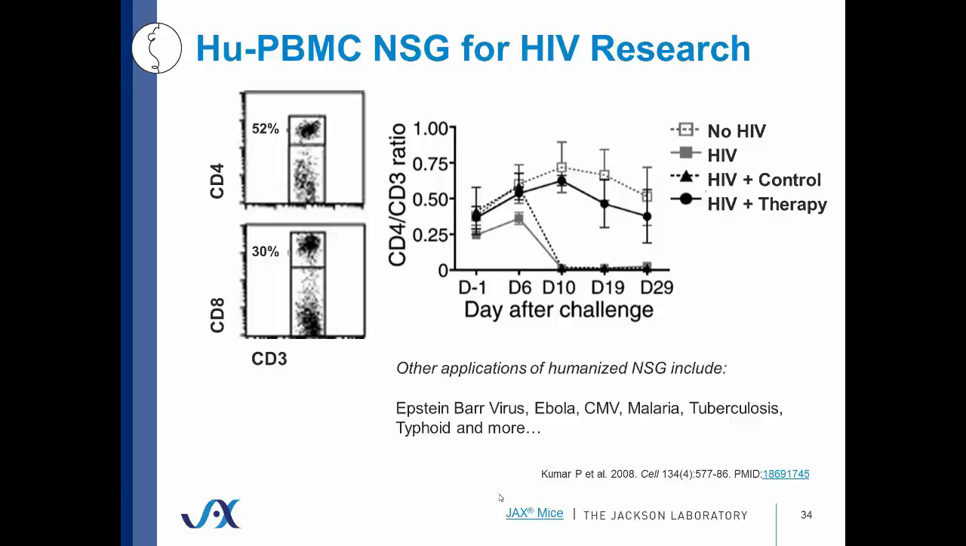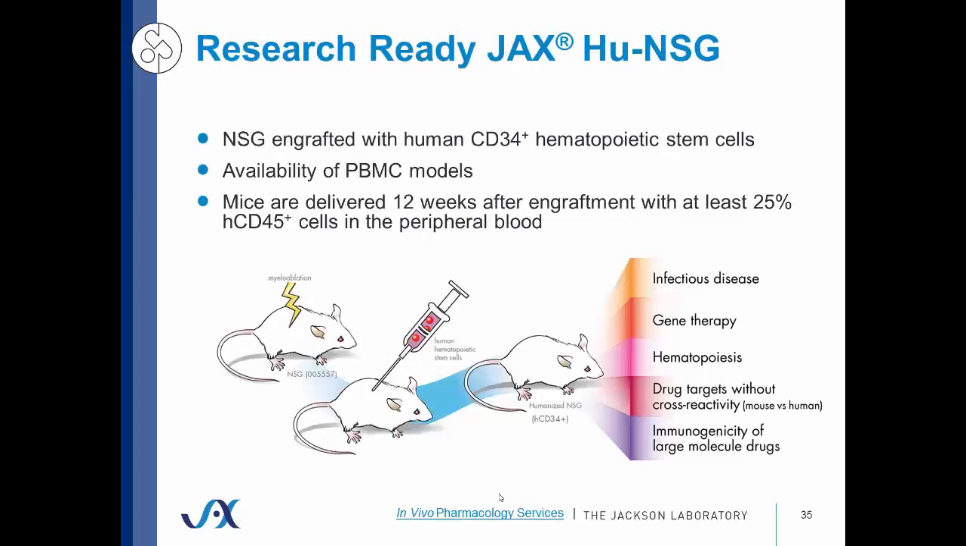And so, of course, there's a wide range of other applications for these mice that have popped up in the literature: Epstein-Barr virus, Ebola, cytomegalovirus, malaria, tuberculosis, typhoid, and many, many more applications. Recognizing the high importance of these different humanization models here at the Jackson Laboratory and the abundance of research supporting their ability to create these animals and their utility, we decided that it would benefit the scientific community if we also created these engrafted animals and allowed them to be available for sale to the broader scientific community.